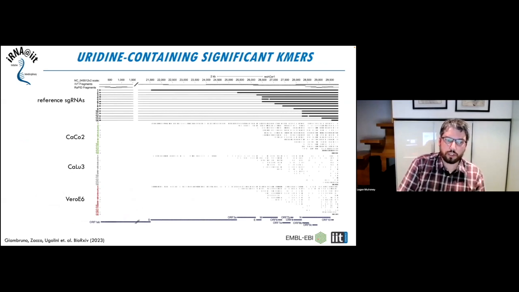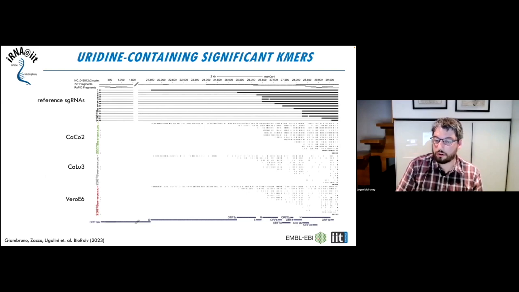And so we cultured in the CACO2, the CALU3, and the VERO-E6 cells. And this is a reference assembly of the SARS-CoV-2 subgenomic RNAs. And then each of these little points, all of these hashes, is a uridine-containing modification site by Nanocompore mapped onto the subgenomic RNAs. And so we can get this isoform level information from Nanocompore.